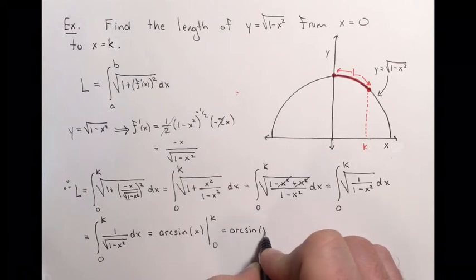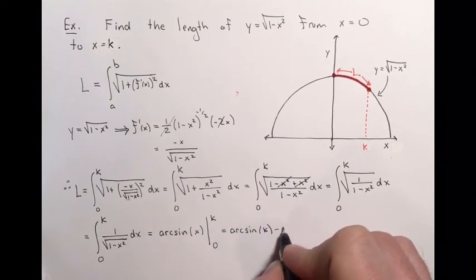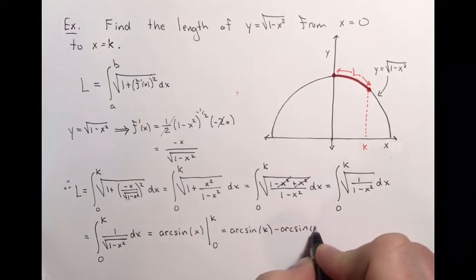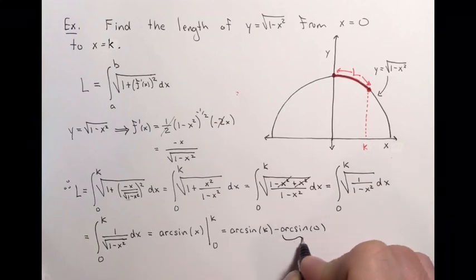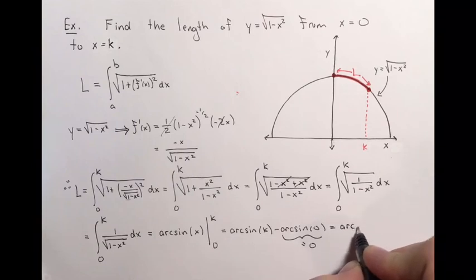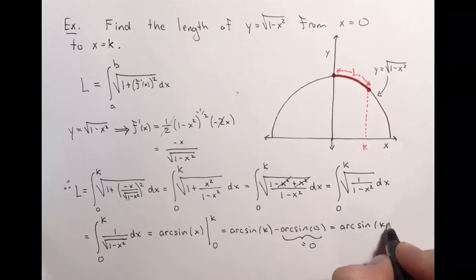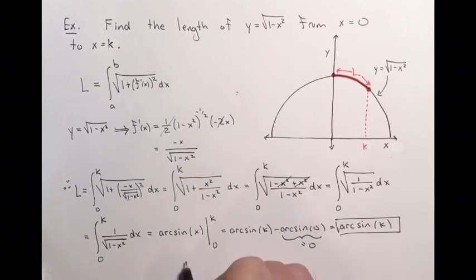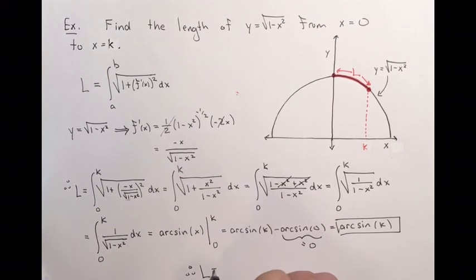So we end up with arc sine of k minus arc sine of 0, but arc sine of 0 we know is 0. And so our final arc length is just going to be given by arc sine of k. And that's it.